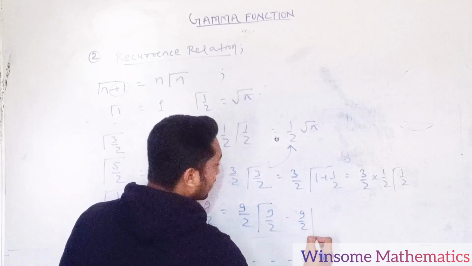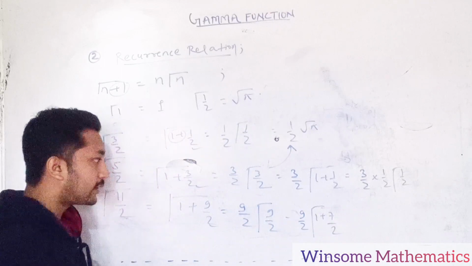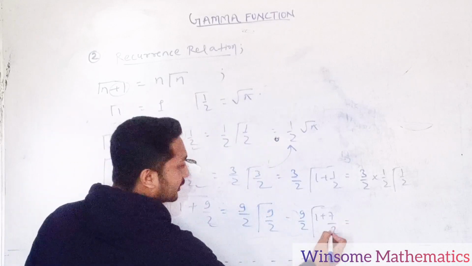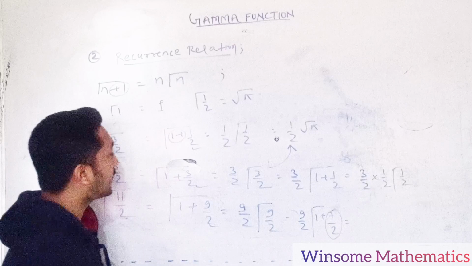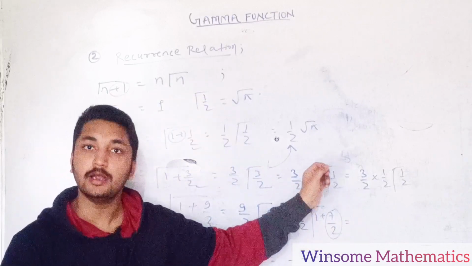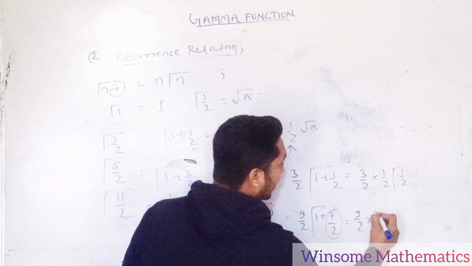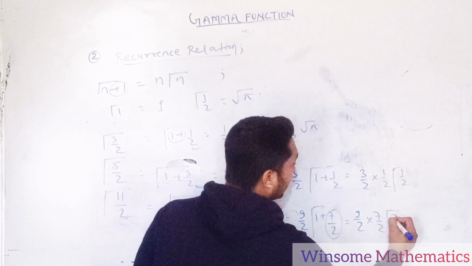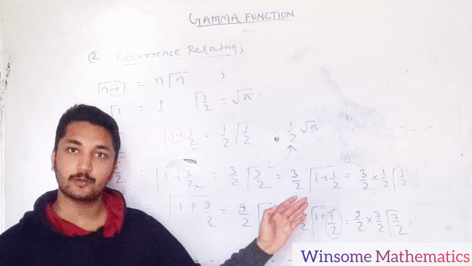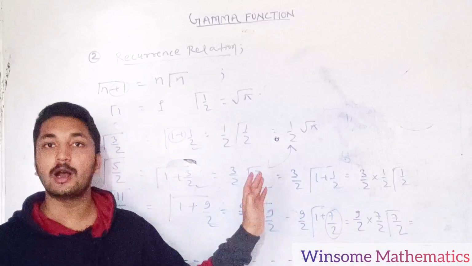So here also we will extend it. 1 by 2 gamma 1 plus 9 by 2, sorry, gamma 1 plus 7 by 2. Now 7 by 2 gamma 7 by 2. What is the value of n here? 7 by 2. Compare it with n gamma n. That means 7 by 2 gamma 7 by 2. Clear? So 9 by 2 multiplied with 7 by 2 gamma 7 by 2. Now you can write 7 by 2 as 1 plus 5 by 2. That is 9 by 2 into 7 by 2 into 5 by 2 gamma 5 by 2.